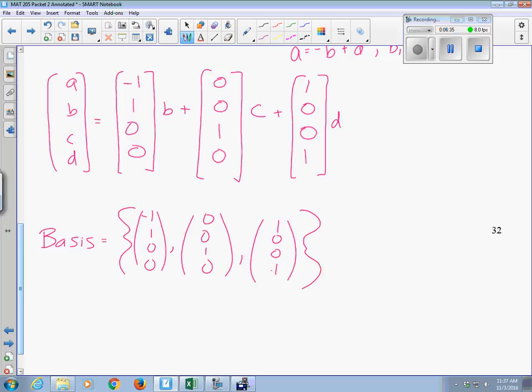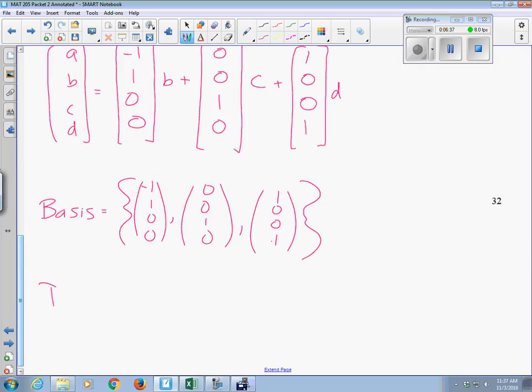So what is the dimension of this space? Dimension of W? 3. Because there are 3 vectors in the basis.